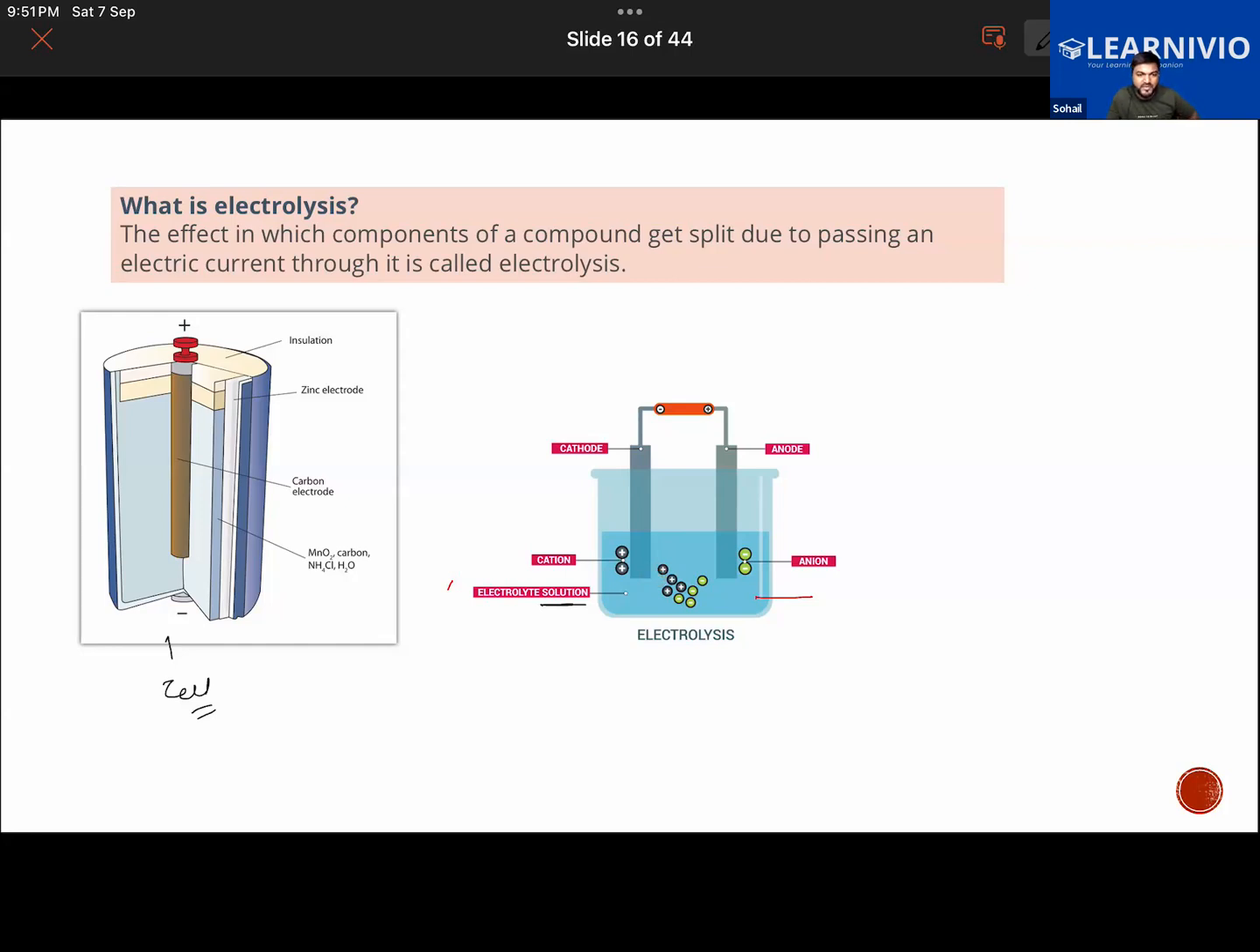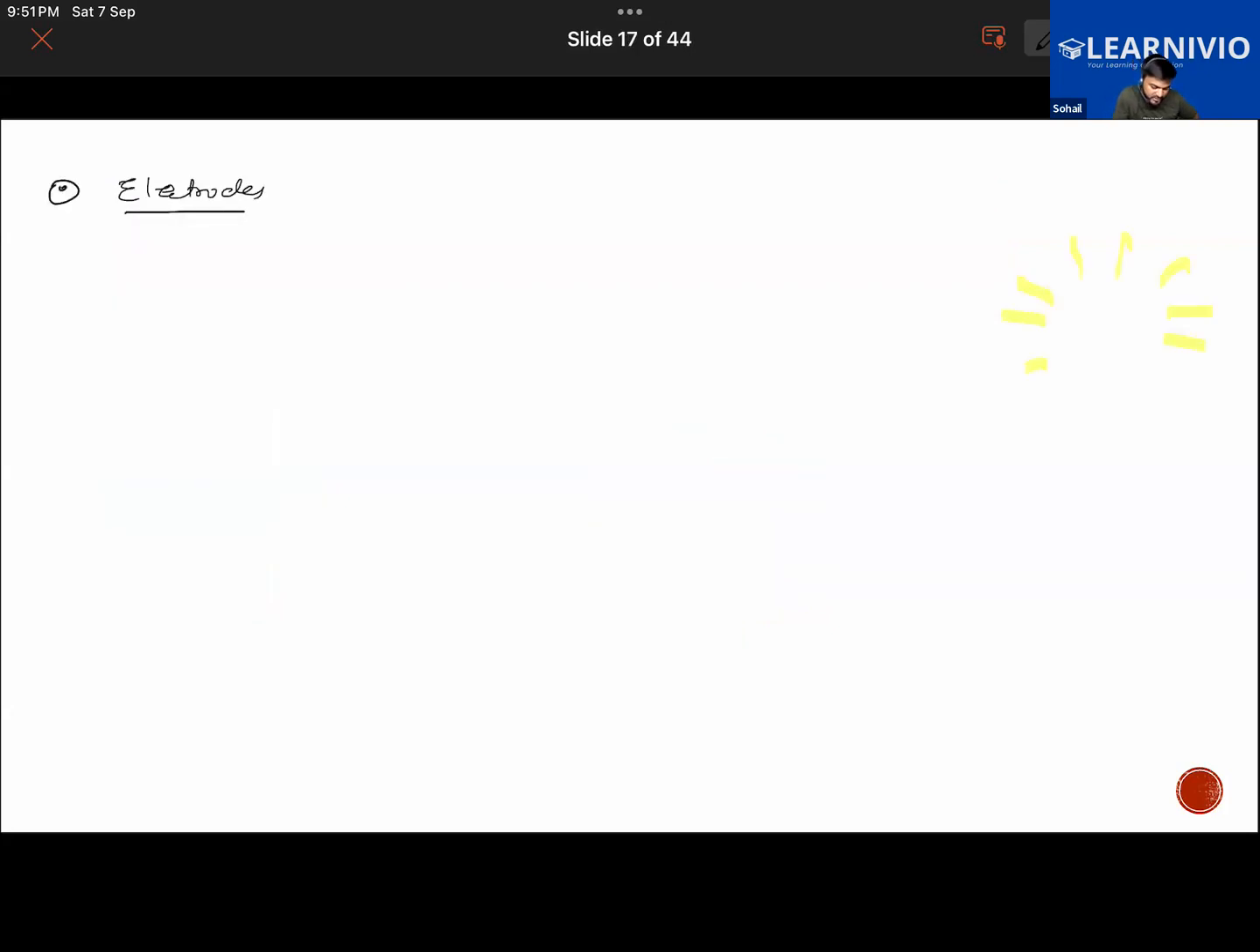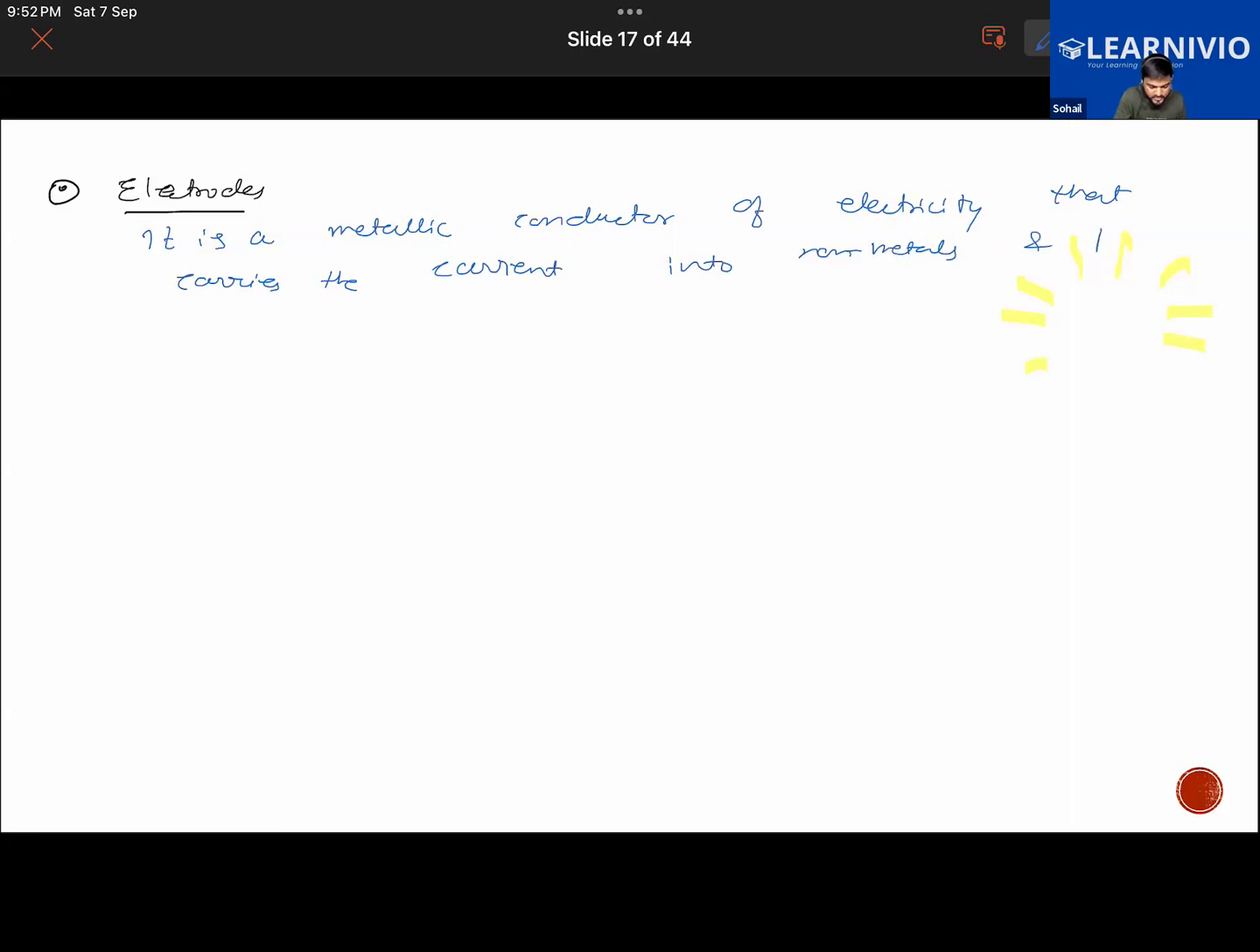And there are two types of electrodes. Talking about electrodes, I have just told you that it is a metallic conductor of electricity that carries the current into non-metals and poor conductors of electricity. It is of two types.